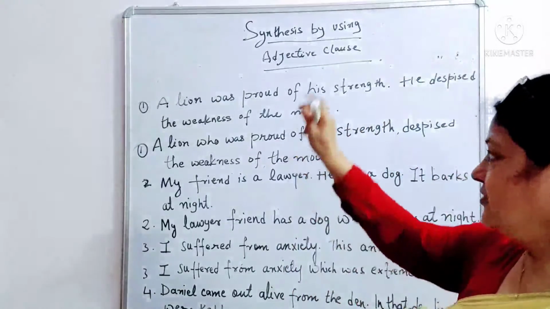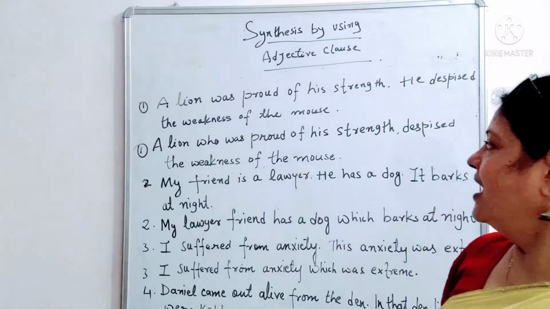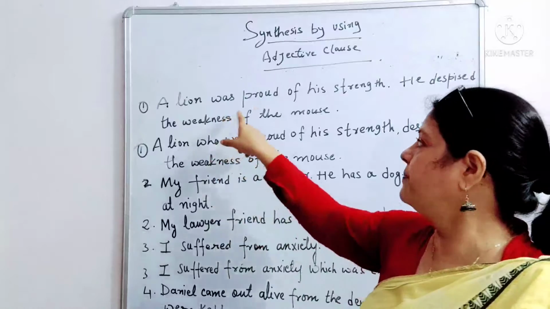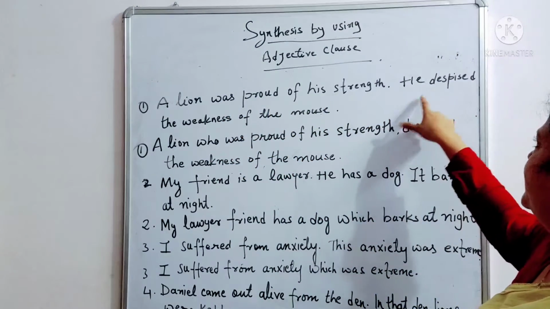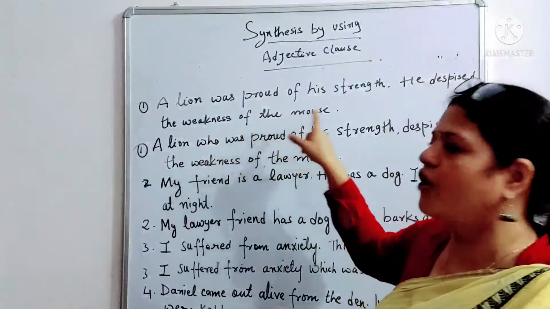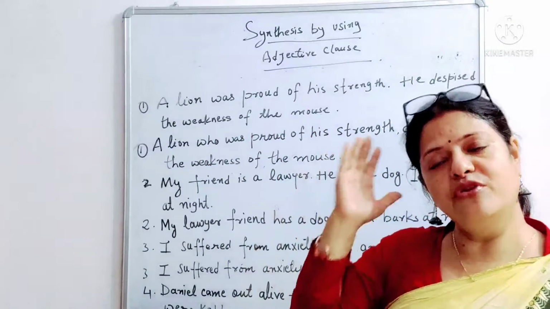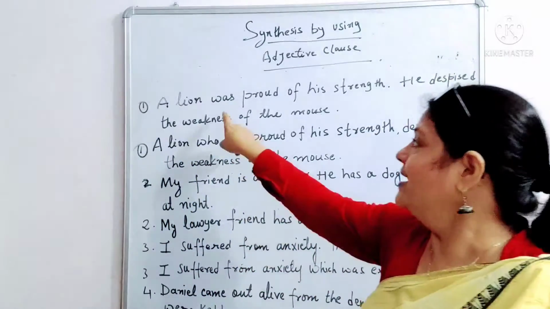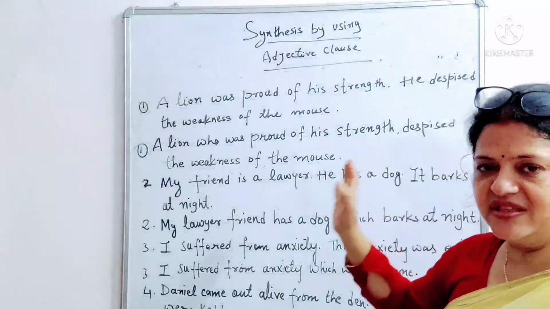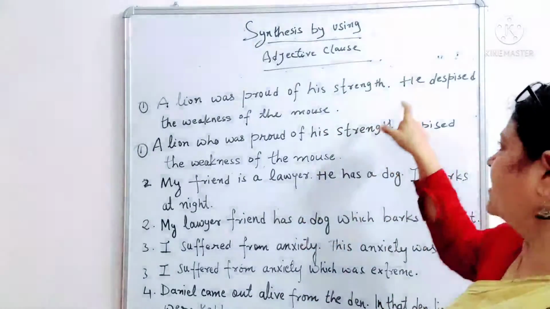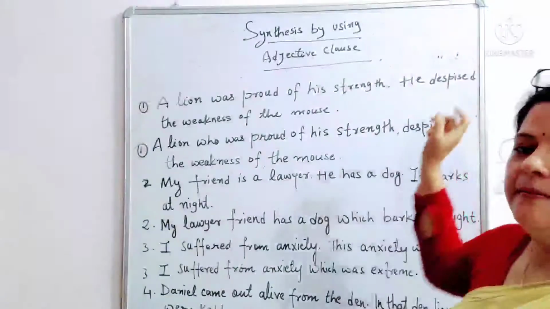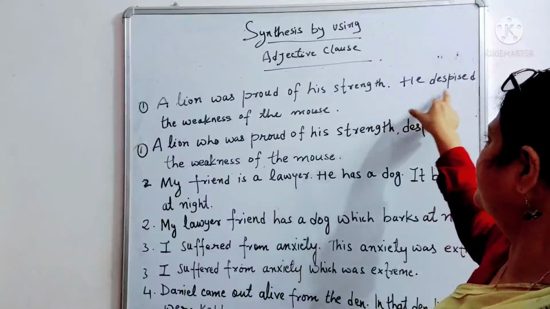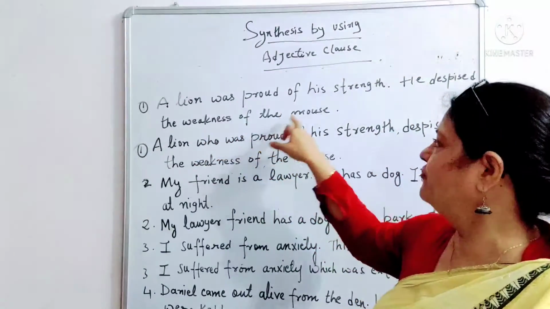Now let's see. The first sentence is: a lion was proud of his strength. He despised the weakness of the mouse. Okay. Now I'm going to repeat it again so that it becomes crystal clear to you. A lion was proud of his strength. This is the first sentence. Second sentence: he despised. The meaning of despise is to hate somebody. So, he despised the weakness of the mouse.